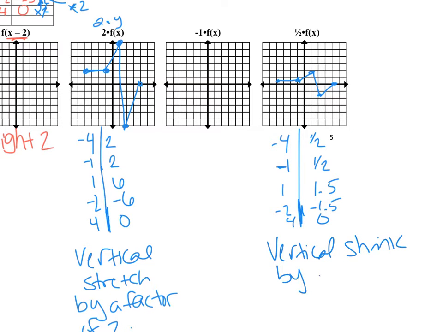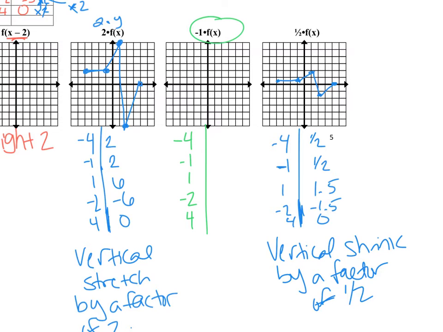And you can say by a factor of a half. Okay, the last one we're going to talk about is multiplying by negative 1. That's going to change all the y values, not the x values, because remember f of x means y. It's going to change all the y values to negate from the original. So the original had 1, so that would be negative 1.